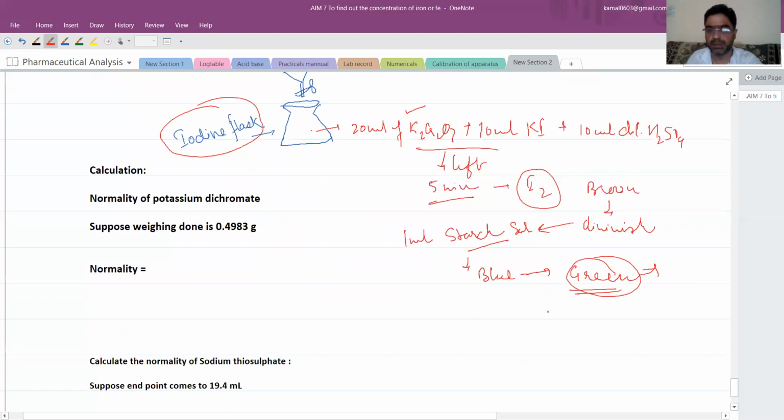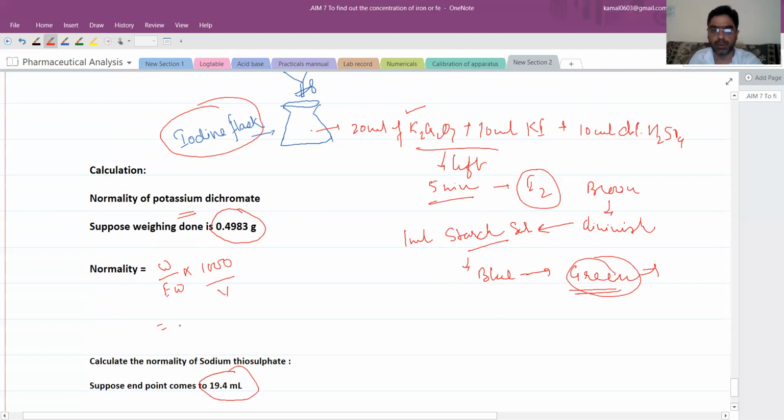So here for the calculation part, I have kept the endpoint as 19.4. Now, the calculations. First of all, we will write the weighing of potassium dichromate. Suppose the weighing done is 0.4938 g of potassium dichromate. Now we will calculate the normality of potassium dichromate with the help of this weighing. So we know it is weight upon equivalent weight into 1000 divided by the volume of solution we have taken.